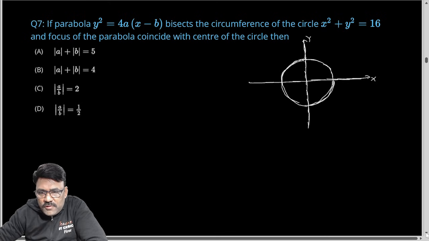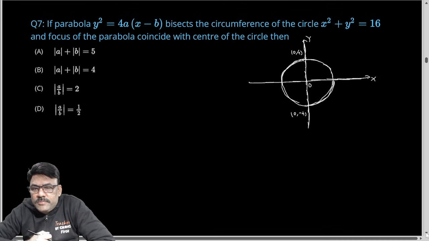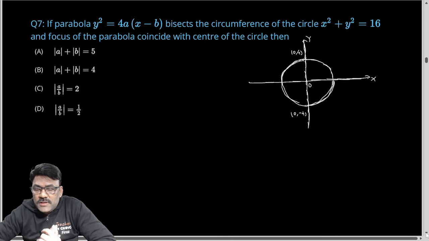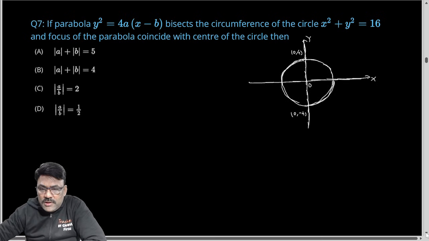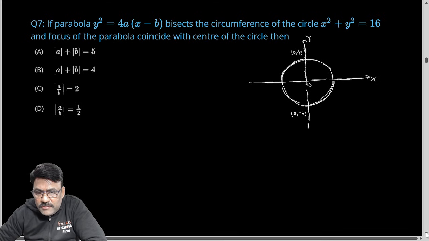So of course, this point is (0, 4), and this point is (0, -4). And focus of the parabola is at the center of the circle, at origin only. And vertex of the parabola is (b, 0). And since parabola is bisecting the circle, that means the common chord of the parabola and the circle must be the diameter of the circle, because circle is bisected by the parabola. So that means this y-axis, this diameter will be the common chord.